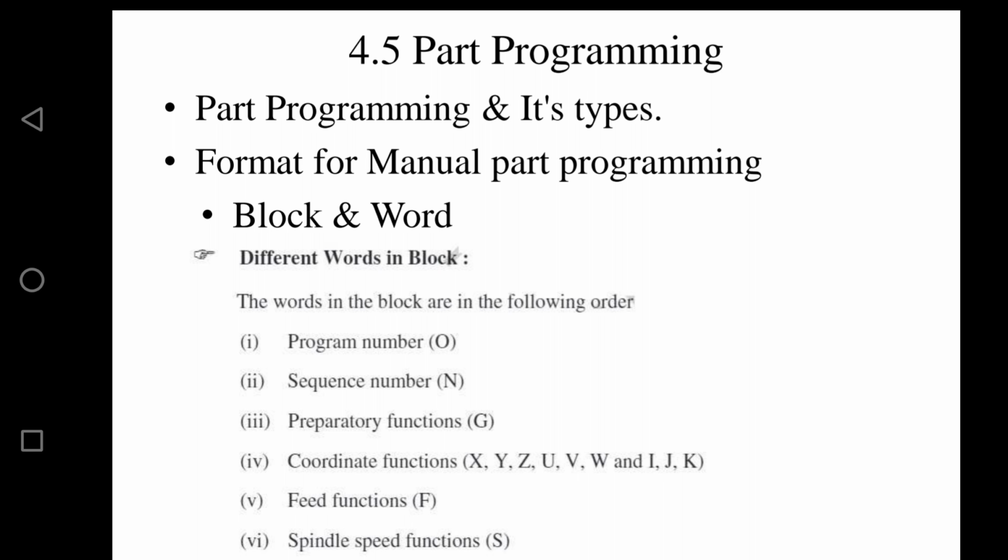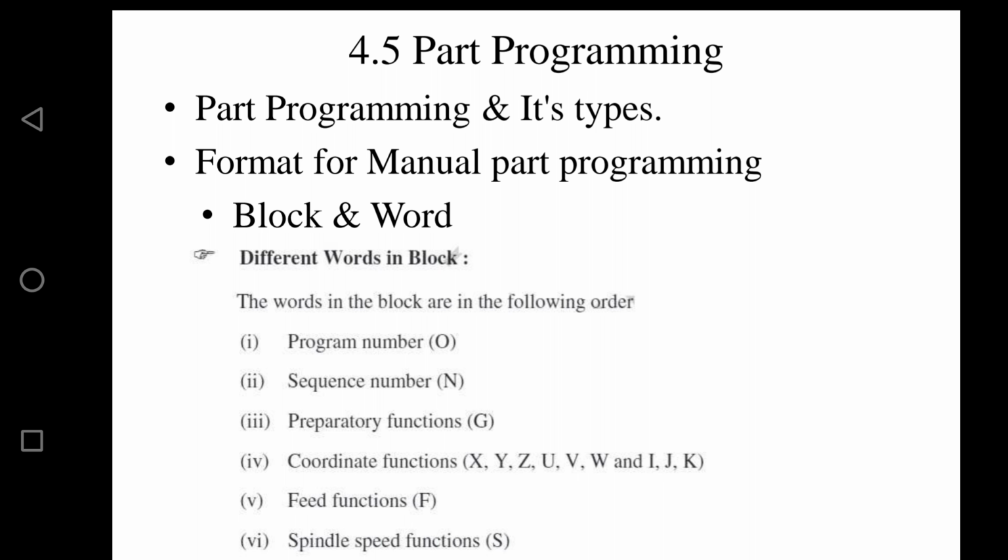Well, the letter F is followed by the feed rate in mm per minute. For example, if I have F100, it indicates the feed rate is 100 mm per minute. Once this feed rate is programmed in a block, it remains in all the subsequent blocks till it is replaced by another feed rate value. You cannot change it.